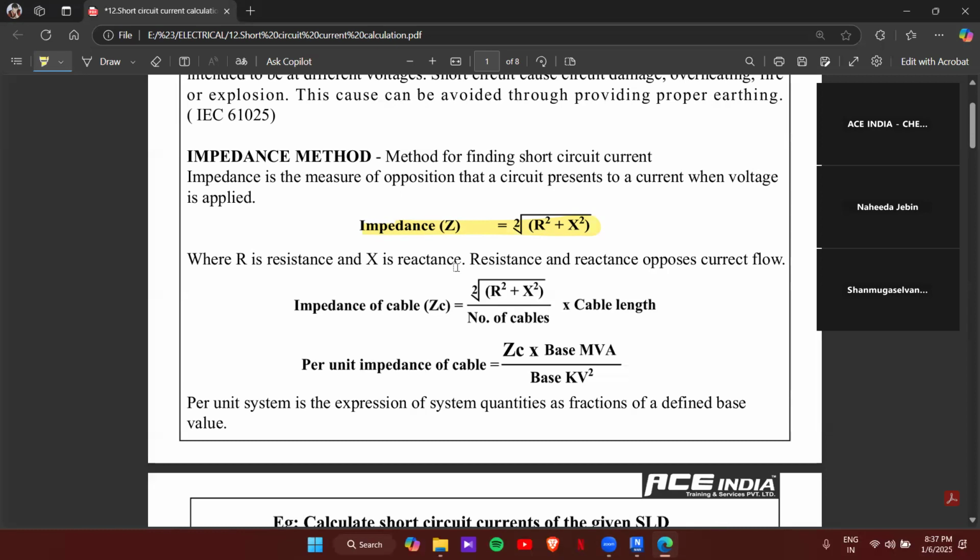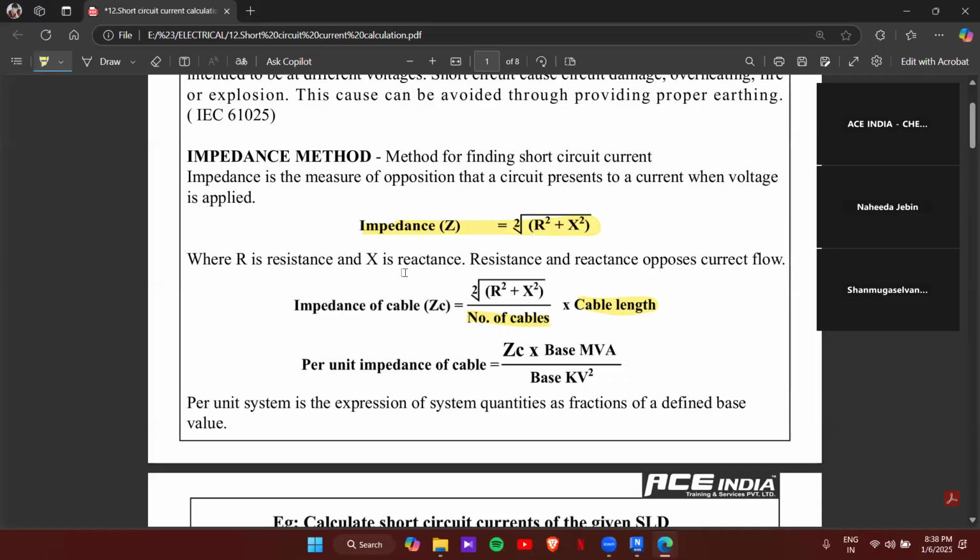We have to find out the impedance of the cable and the impedance of the equipment. For that, we have an equation: the impedance of the cable is equal to the root of R squared plus X squared, divided by the number of cables, into the cable length. This is the equation to find the resistance and reactance value of the cable. This is important because the current is actually flowing through the cables, so we have to find out how much resistance these cables or equipment are offering.